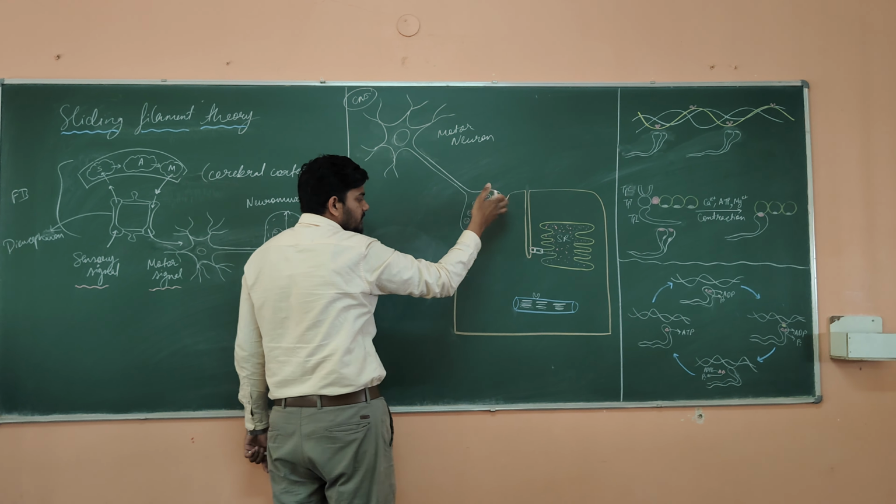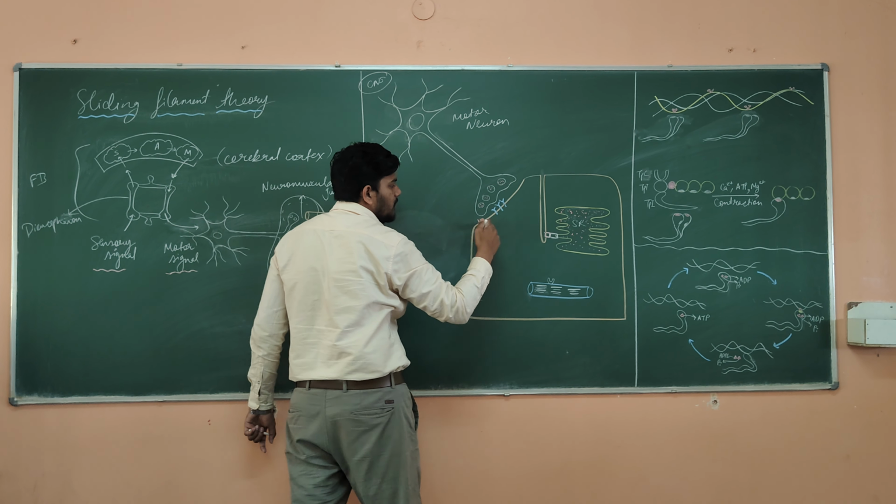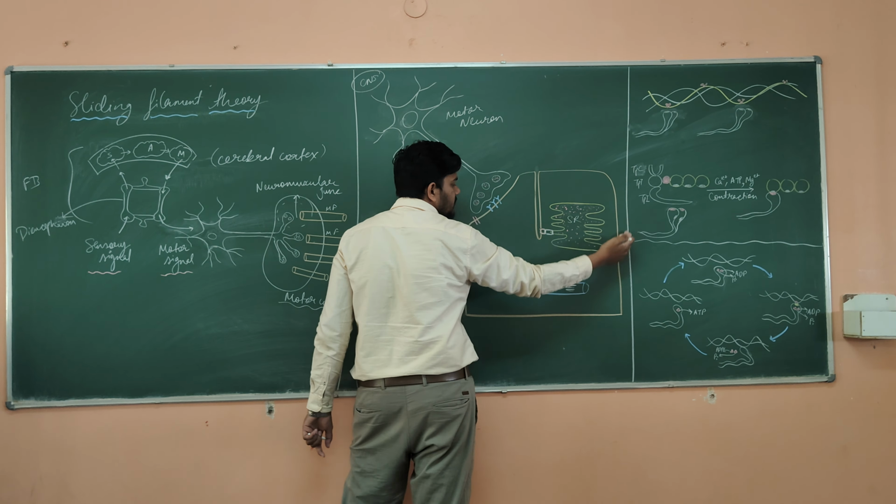That particular impulse will be coming down. Here we have the muscle cell, or muscle fiber. On the muscle fiber, you can see these blue receptors, which are the acetylcholine receptors. This is the motor neuron, and this is the end part, the axon terminal.